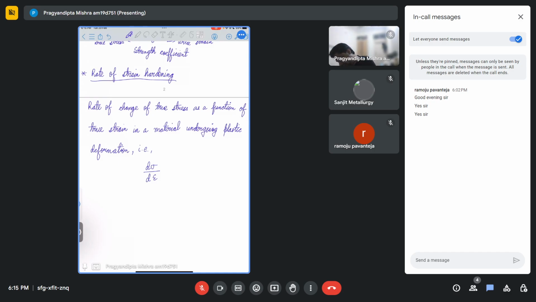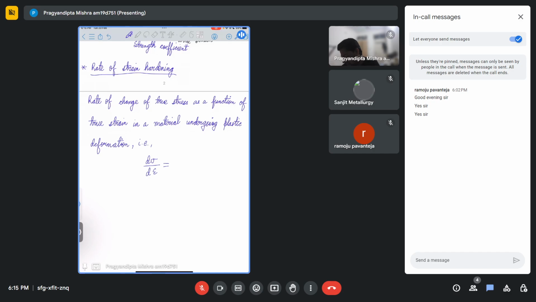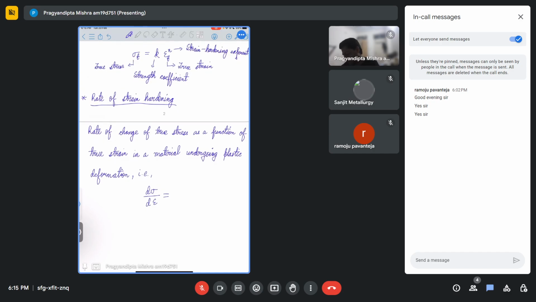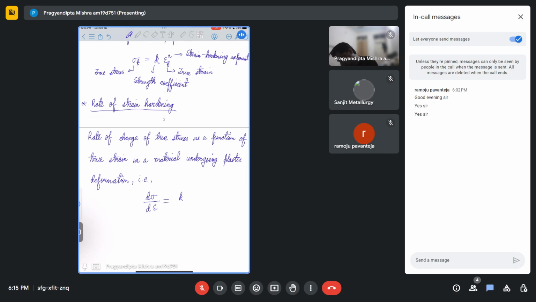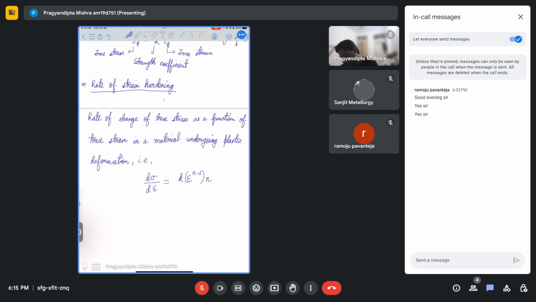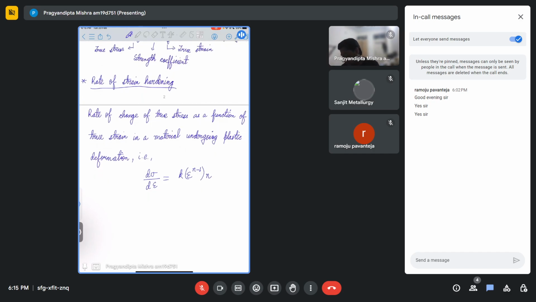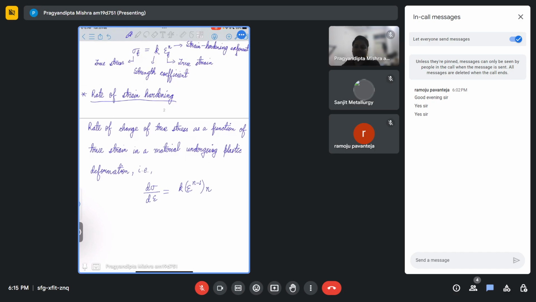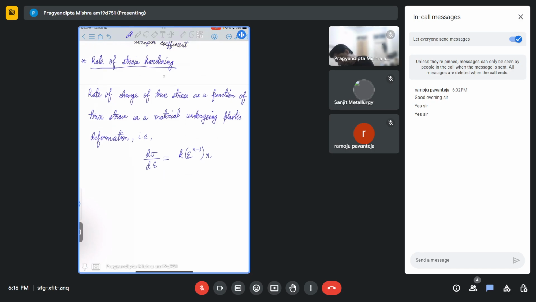If I differentiate sigma with respect to epsilon, what will I get? I will get k times epsilon to the power n becoming epsilon to the power n minus 1, times n. But k into epsilon to the power n is equal to sigma. So k into epsilon to the power n minus 1 will be equal to sigma by epsilon. So I can rewrite this as n times sigma by epsilon.